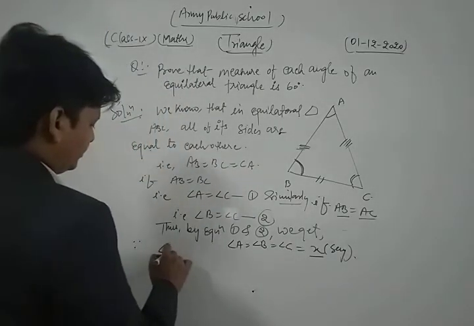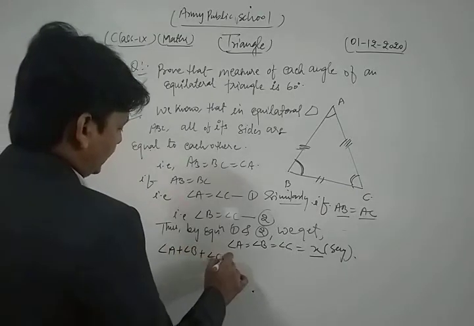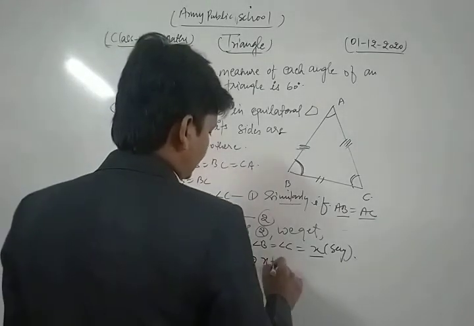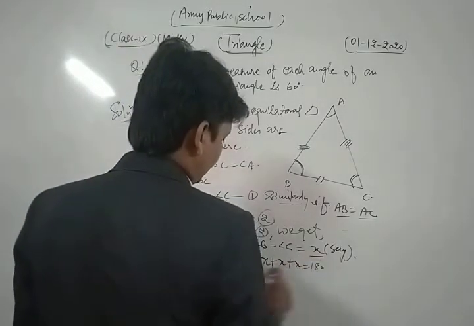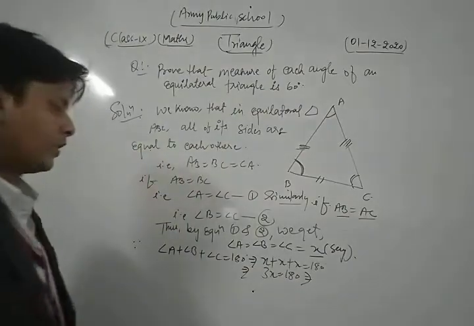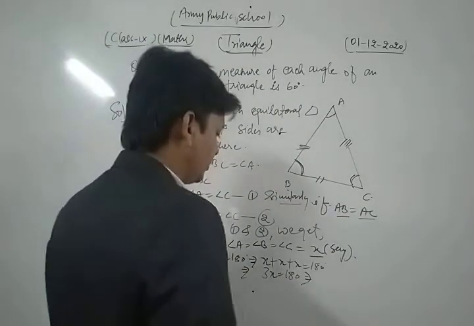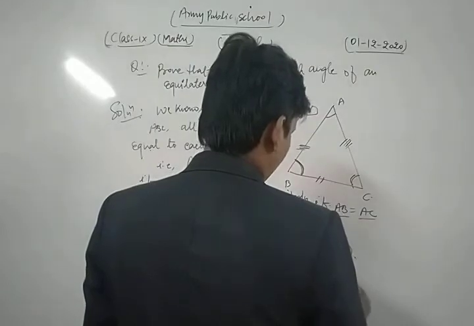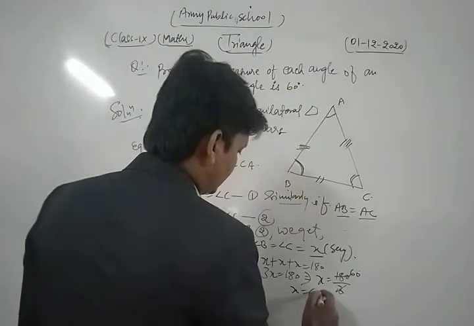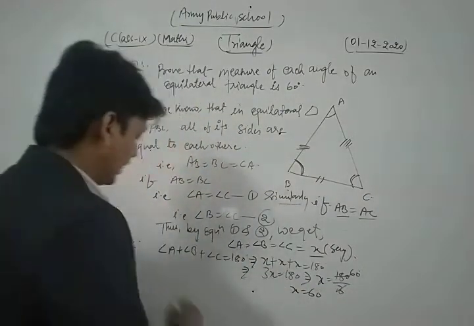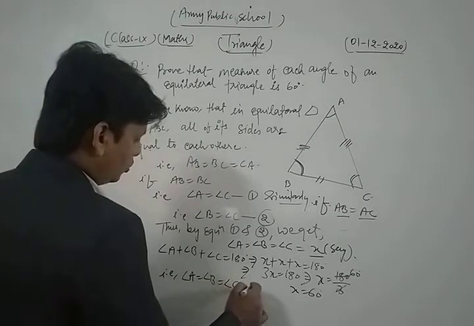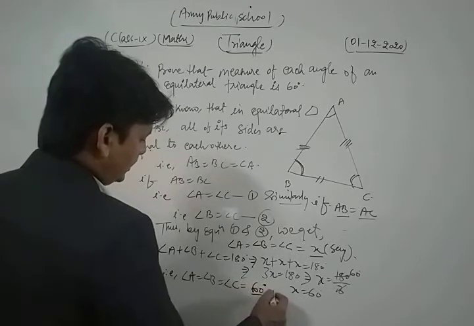Now, we know that the sum of all interior angles of a triangle is 180 degrees. Now we put the values of angles A, B and C. We get x plus x plus x is equal to 180, that is 3x is equal to 180. After simplifying, we get the value of x is 180 upon 3, that is 60. Thus, angle A is equal to angle B is equal to angle C, each equal to 60 degrees. This is hence proved.